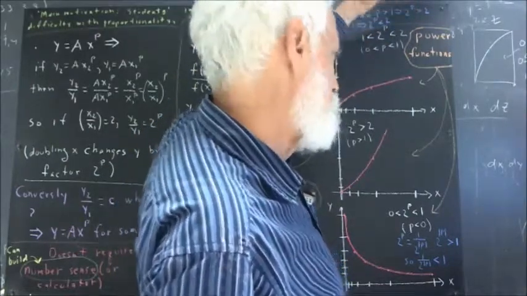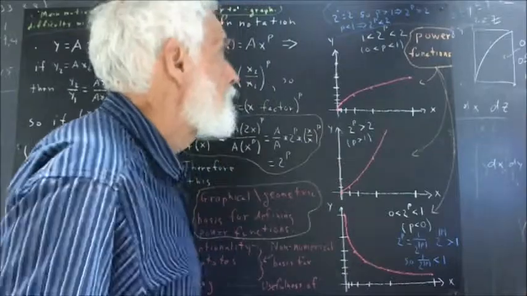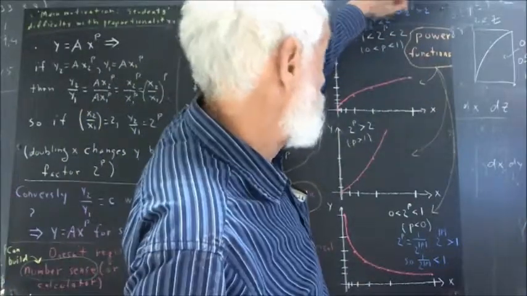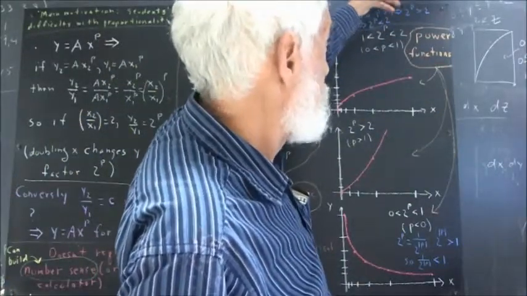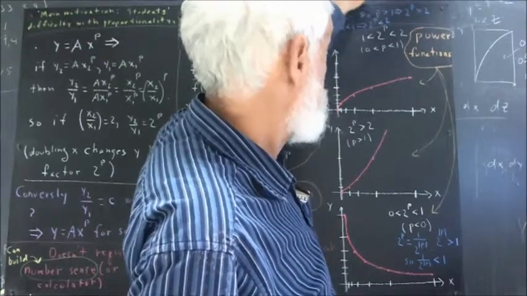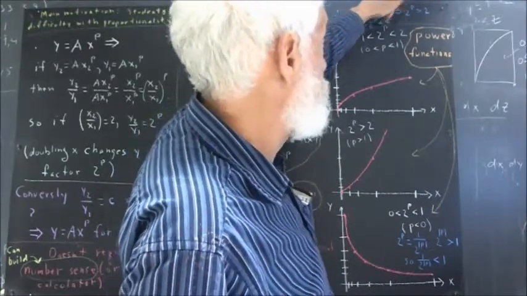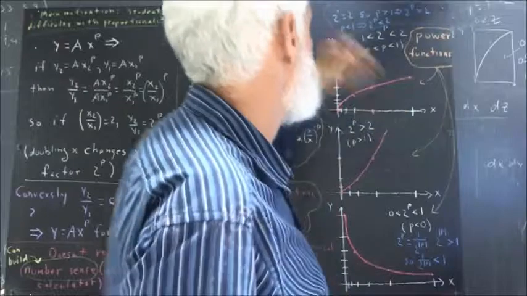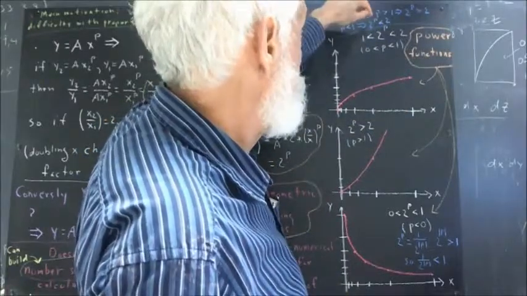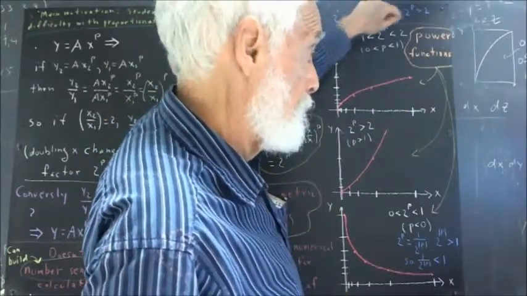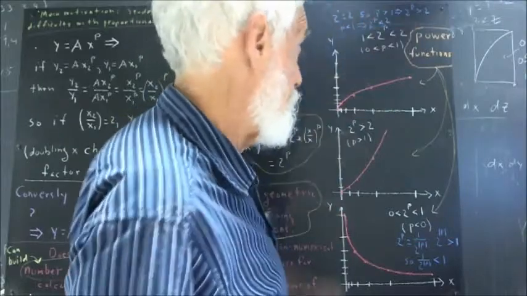And if you don't, accept it for now, but think about it. 2 to the p, if p gets bigger, 2 to the p gets bigger. So that if p is bigger than 1, 2 to the p has to be bigger than 2. And if p is less than 1, it follows that 2 to the p has to be less than 2. You should really try to understand that.